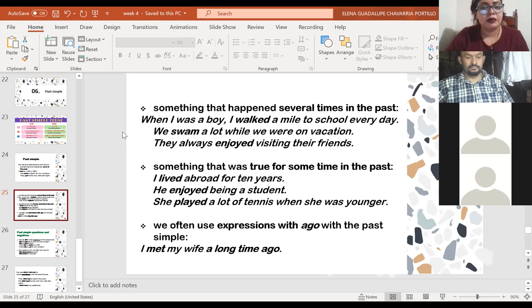O algo que yo hacía en el pasado, pero que ahora ya no hago. Entonces, por eso dice, algo que fue verdad para aquel tiempo del pasado. I lived abroad for 10 years. Viví en el extranjero por 10 años. Pero ahora ya llevo, ¿qué? 15, 20 años en el país.